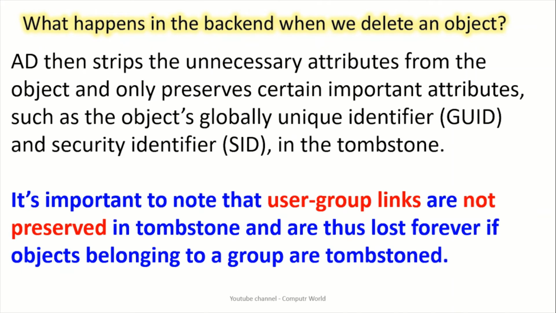Now there's a very important thing we must know: it's very important to note that user group links are not preserved in the tombstone. Means let's say if we delete a user and that user belongs to 15 groups, the group information will not be preserved in the tombstone. Okay, so it will be lost forever. So that's the thing we have to remember.